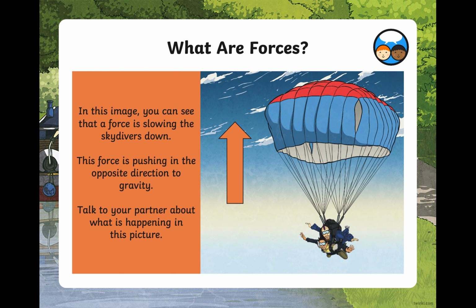Now I want you to take a minute or pause the video, and think about why, if there is a force pushing them up and gravity pulling them down, they're still falling down. They're falling slower to the ground, but they are still moving towards the Earth. The answer to the question is because gravity has a bigger force than the force pushing them up. So gravity, pulling them down, is the bigger force, so they're moving in that direction.